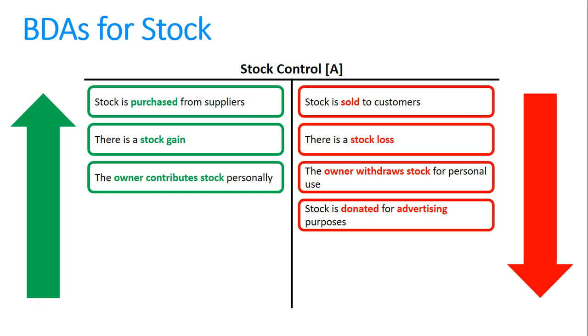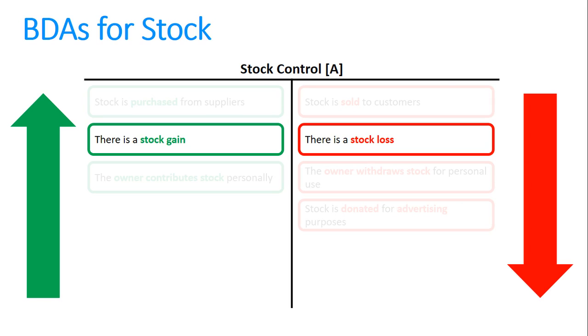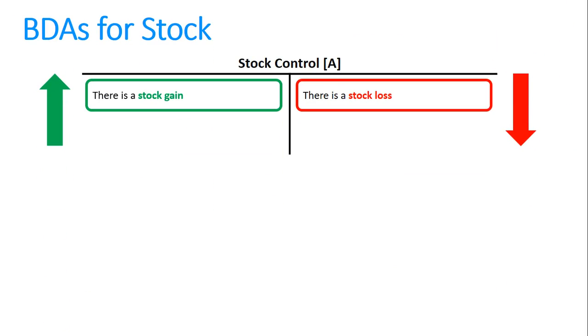That's all we would know, that they're the only possibilities. Well, what are we dealing with here? We're looking at balance day adjustments. The only items there that are balance day adjustments are stock gains and stock losses. Now we know that there are only two choices.